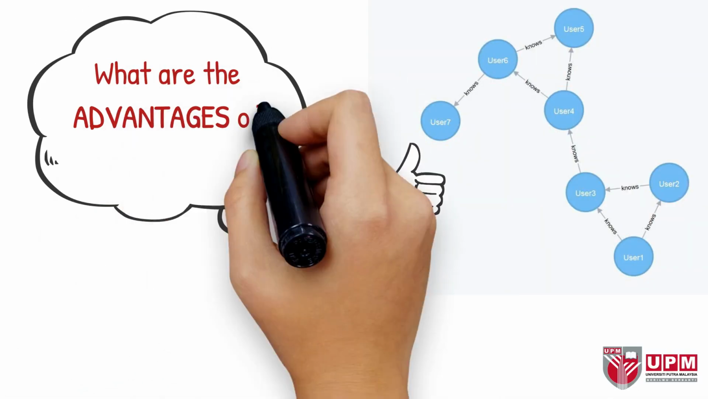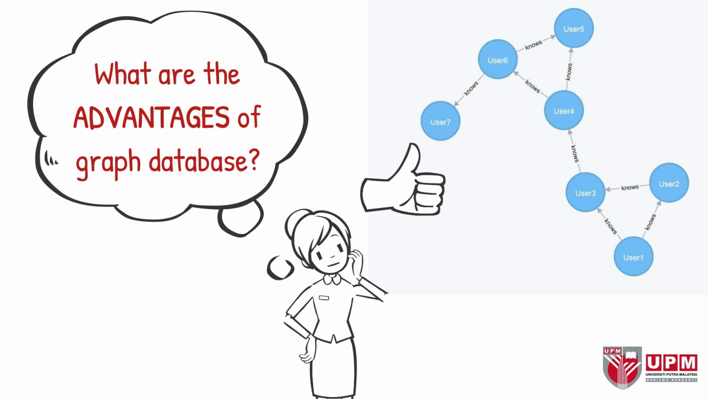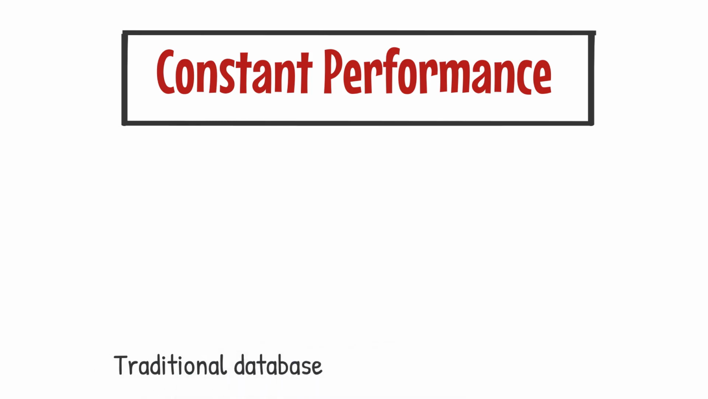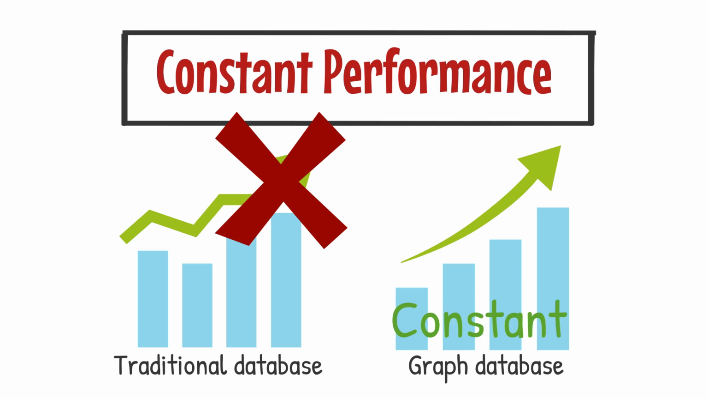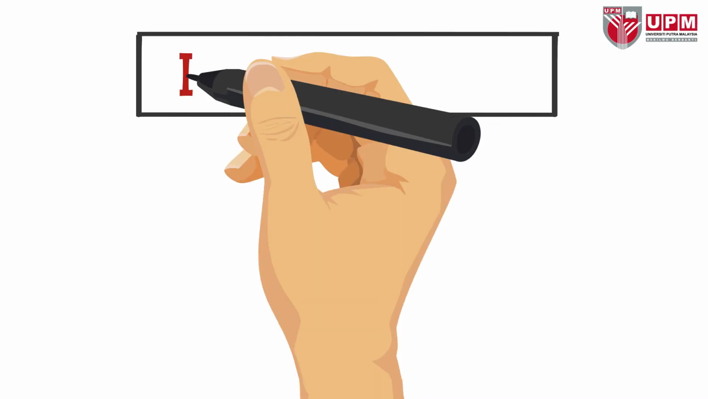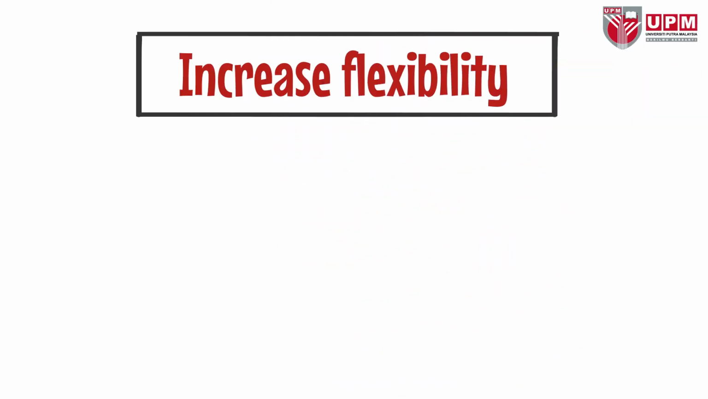What are the advantages of using a graph database? The first advantage is constant performance. For traditional databases, relationship queries will come to a grinding halt as the number increases. In contrast, graph database performance is constant since traversing a given vertex's neighbor nodes via edges is independent of the graph size.